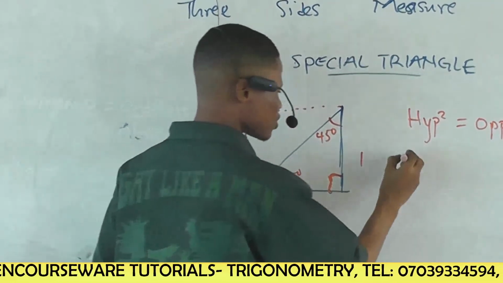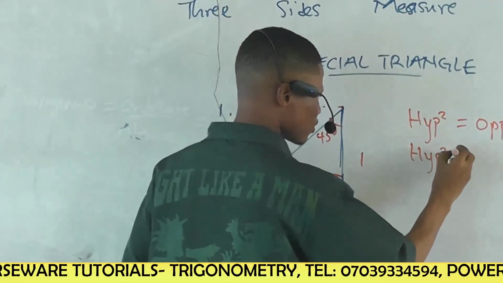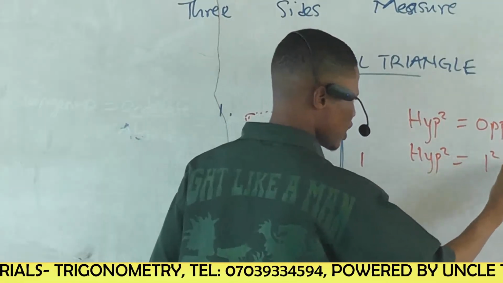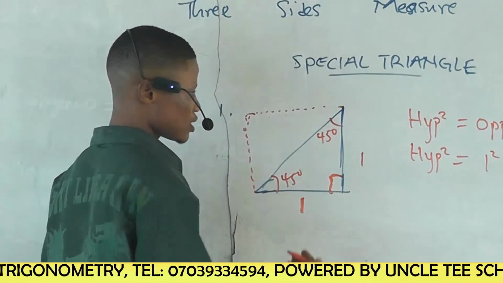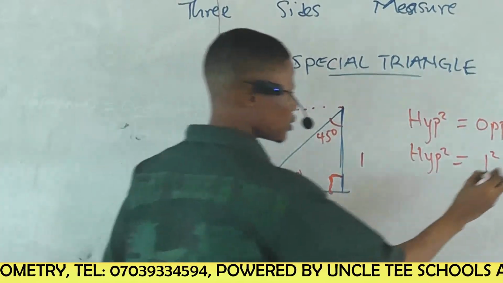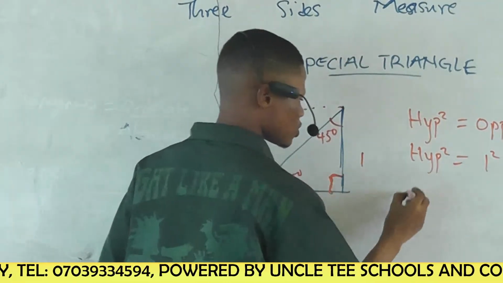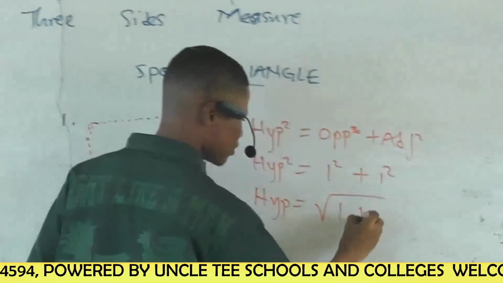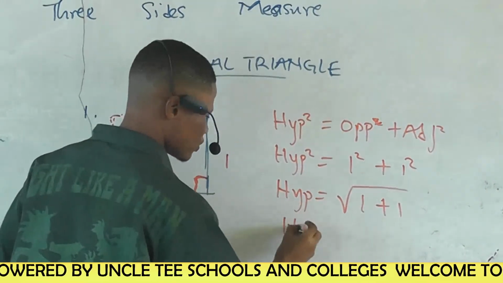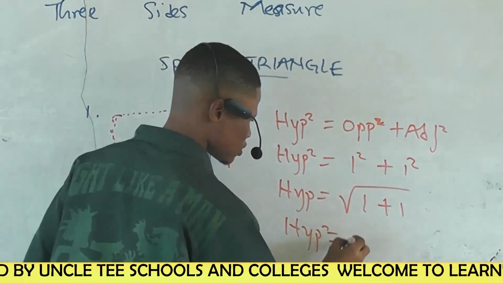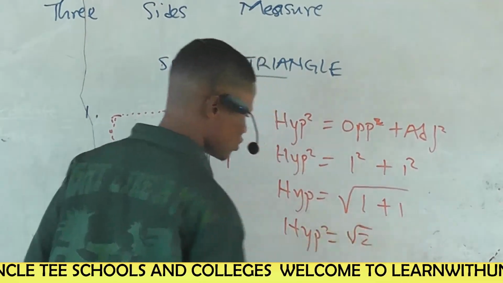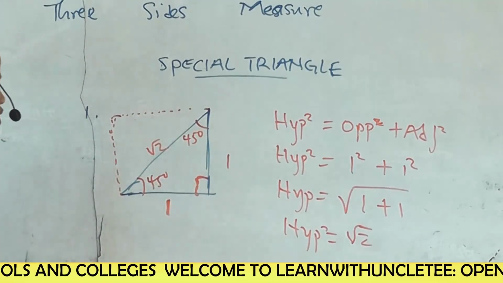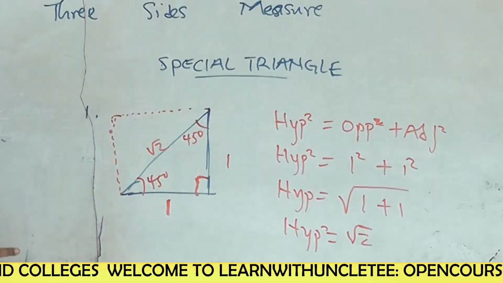Now, hypotenuse square equals opposite, which is 1 square, plus adjacent, which is 1 square. So hypotenuse is equal to what? Square root of 1 plus 1. Hypotenuse is equal to what? Root 2, right? So this side is what? Root 2.